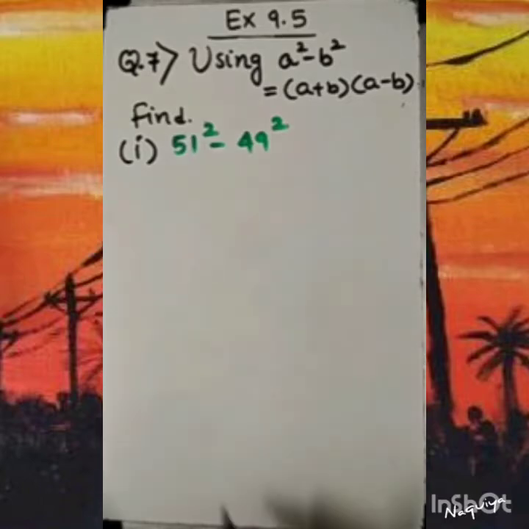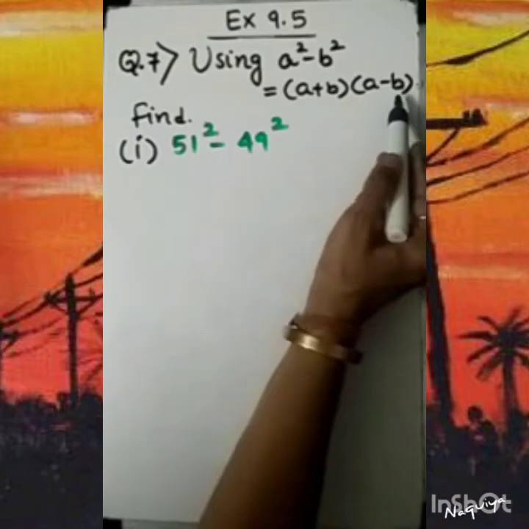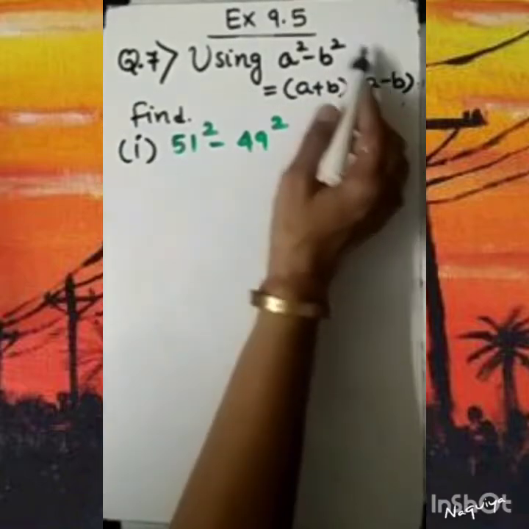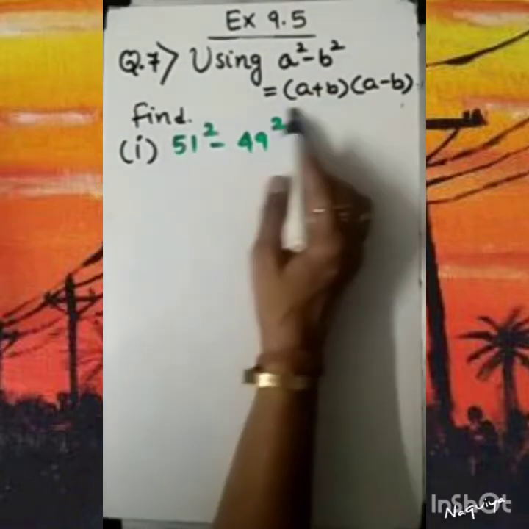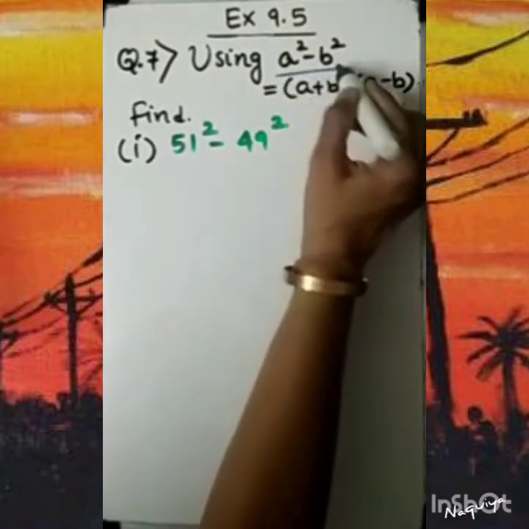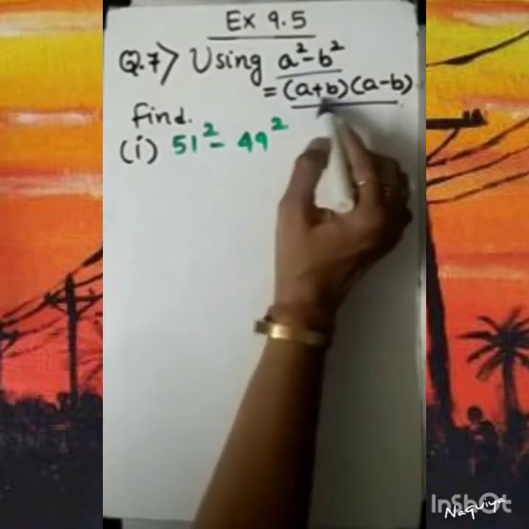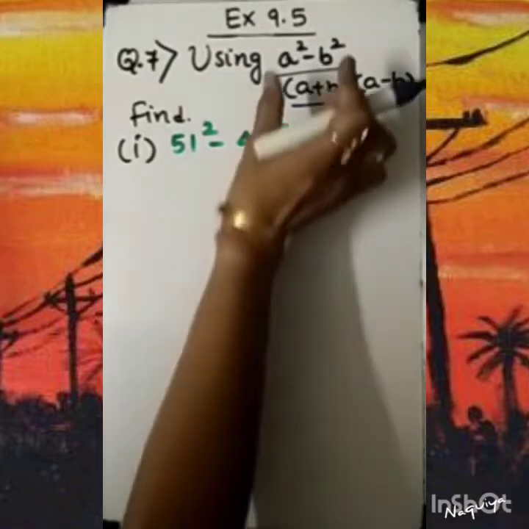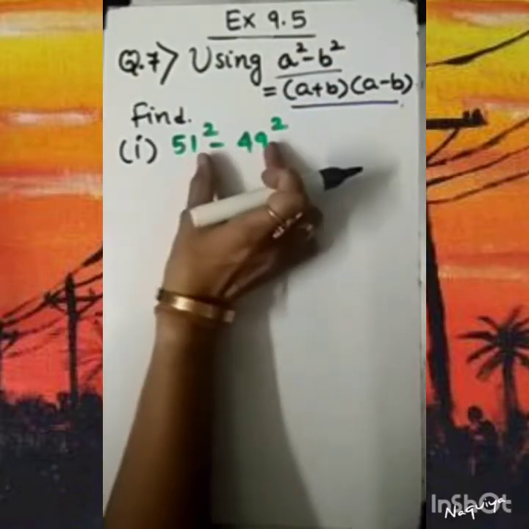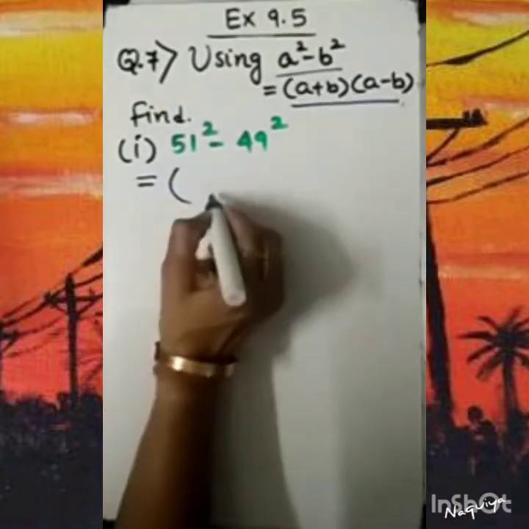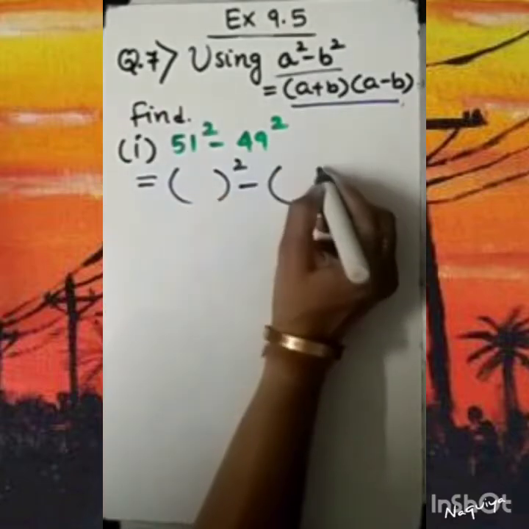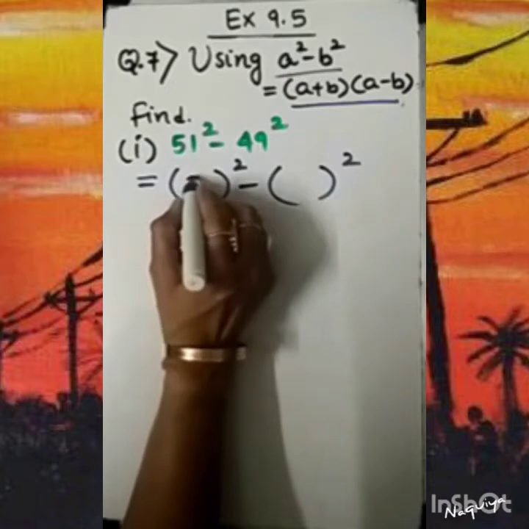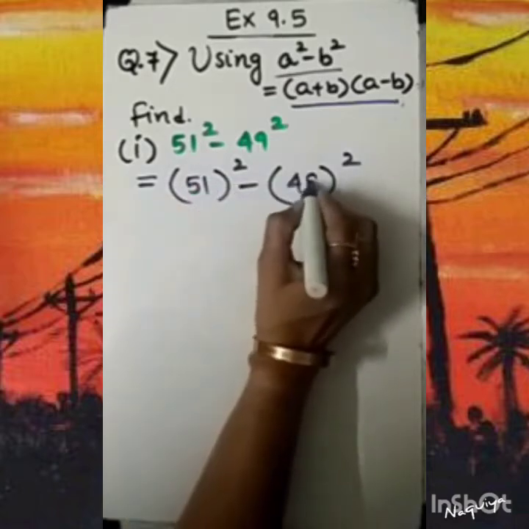Here, in your NCERT book, it is clearly given. In this question we have to apply this identity. This is the third identity, all of us know very well: a square minus b square equals a plus b, a minus b. Now if we compare this with this, can I write this as whole square? Whole square of which two numbers? Of course this is 51, this is 49.